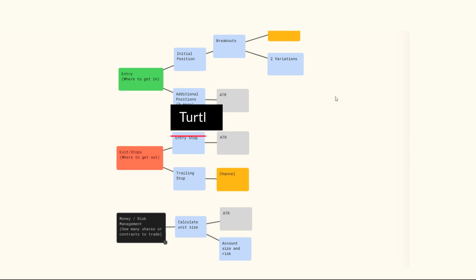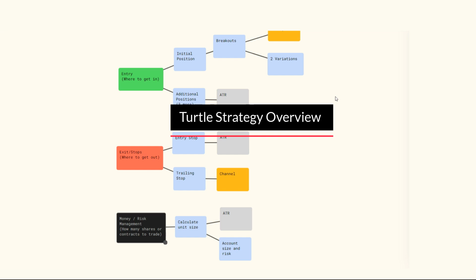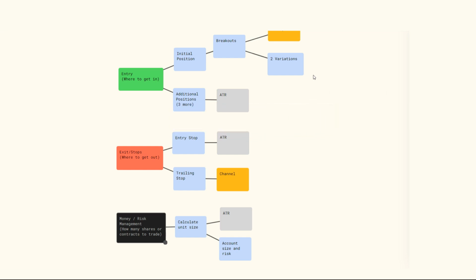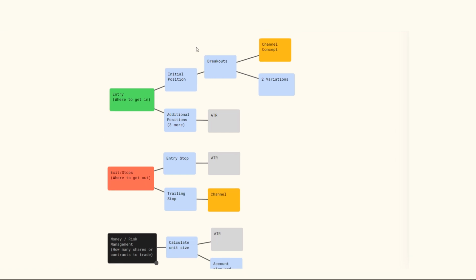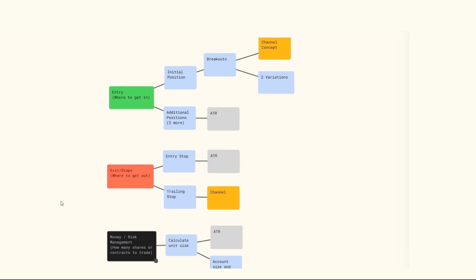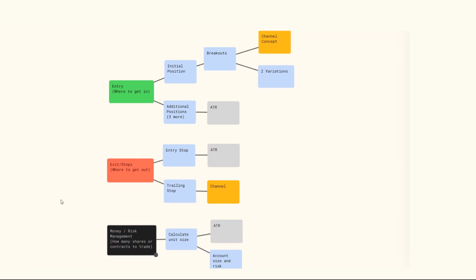And so I have this diagram here, and essentially any strategy comes down to knowing where to enter, knowing where to get out, and knowing how much to trade. And that's really it. The turtle strategy itself is very objective in answering each of these. In this video, I'll just go through an overview of all of these components, and then I'm going to break down each element in its own video.